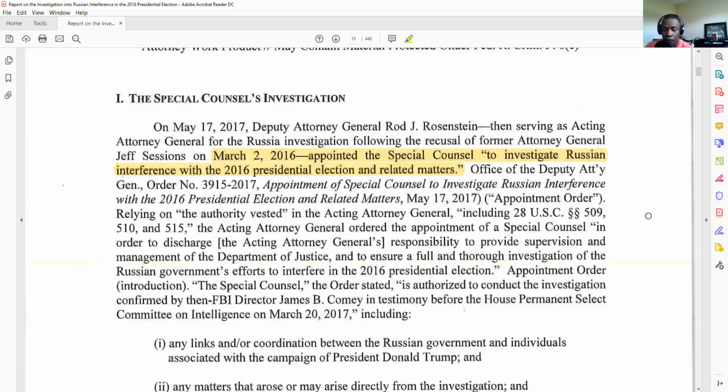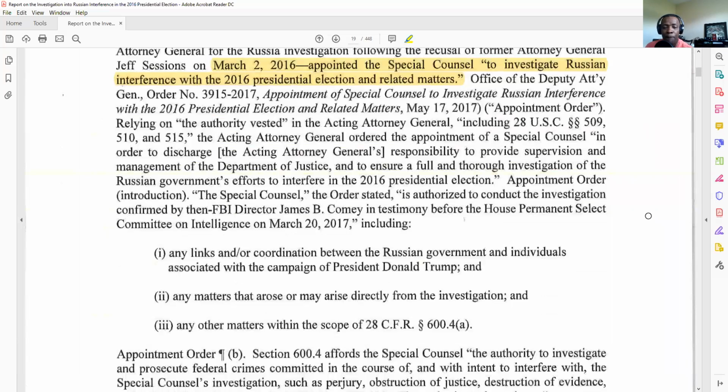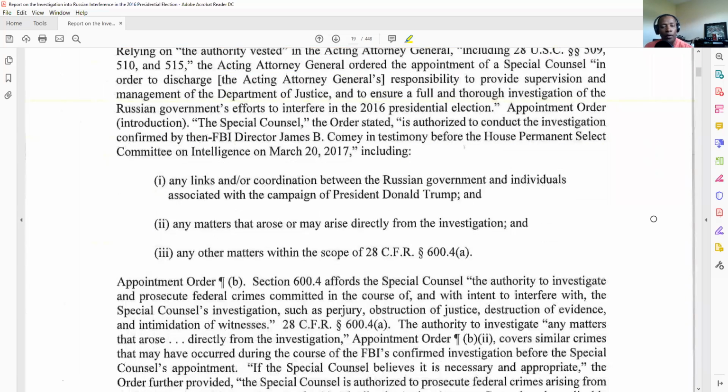Appointment order introduction. Quote, the special counsel, the order stated, quote, is authorized to conduct the investigation confirmed by then FBI Director James B. Comey in testimony before the House Permanent Select Committee on Intelligence on March 20, 2017, including: 1, any links and/or coordination between the Russian government and individuals associated with the campaign of President Donald Trump; 2, any matters that arose or may arise directly from the investigation; and 3, any other matters within the scope of 28 CFR section 600.4(a).